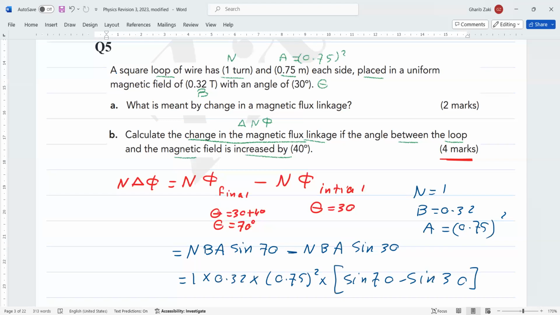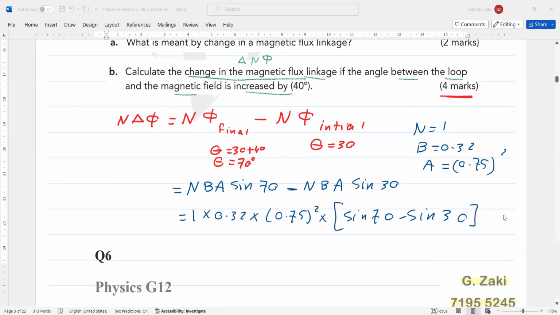Yes? Yes, mister. Is it possible to get the result of the angle 30? No, no, no, not 30 minus 40. He said increased, so it's a plus. Okay? He said increased, so it's a plus. Okay? Okay? Can you follow? It's okay?